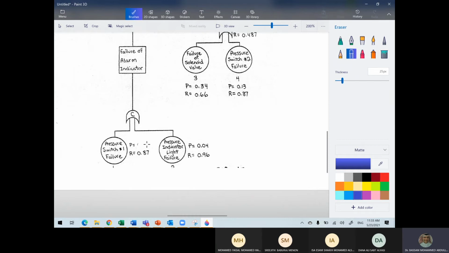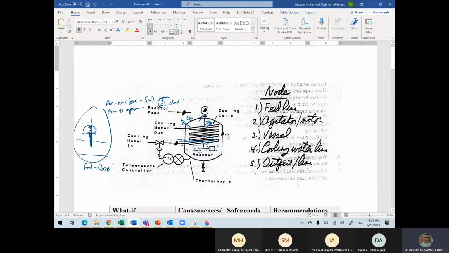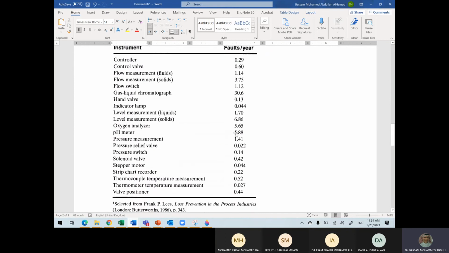Okay. So what do we have here? Now we already have 0.13 and 0.87. You're going to have a problem without this and without the rest, of course. So when I ask about the overall reliability of the system, you need to know it. Now, where to get this information? The pressure switch failure, the pressure indicator light failure. So let's see here. Do we have something here we can use in the table? So I already brought the table. I'm going to give you the table in the exam.